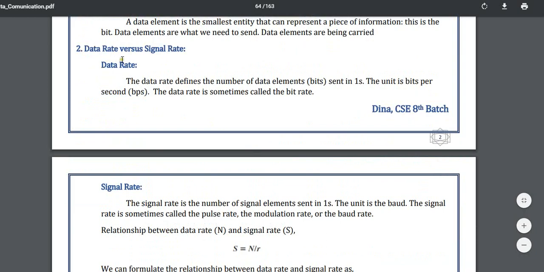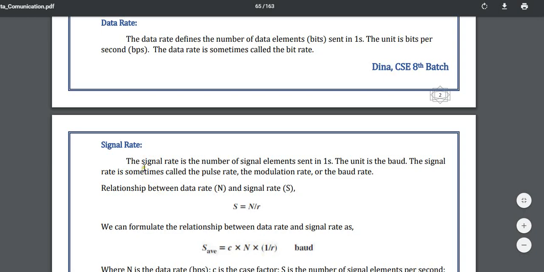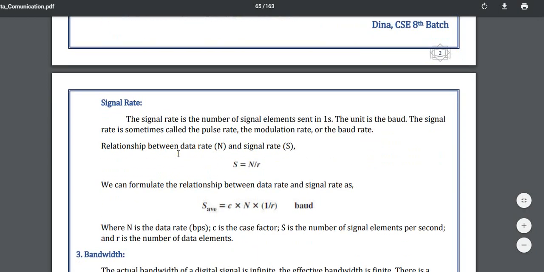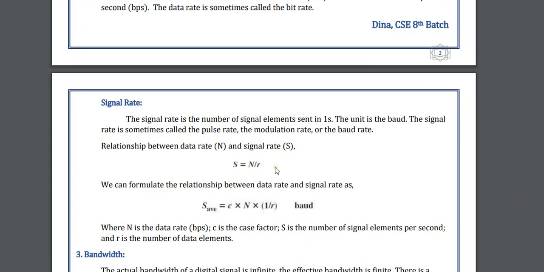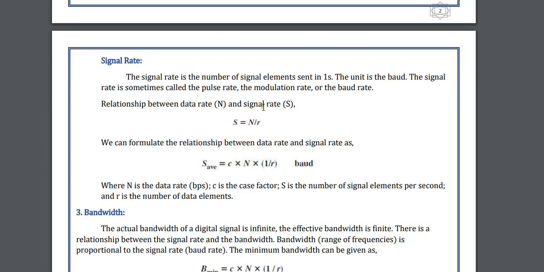Now, data rate versus signal rate. The data rate is the number of data elements or bits sent in 1 second. The signal rate is the number of signal elements sent in 1 second, where the unit is called a baud. The relationship between the data rate and signal rate is S equals N by R. Here N is the data rate and S is the signal rate.